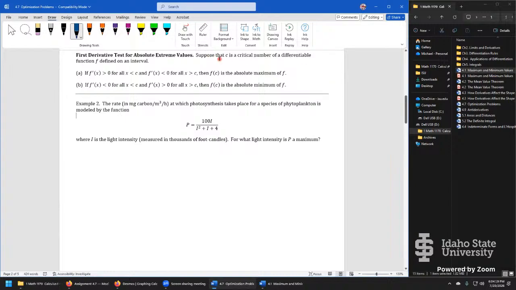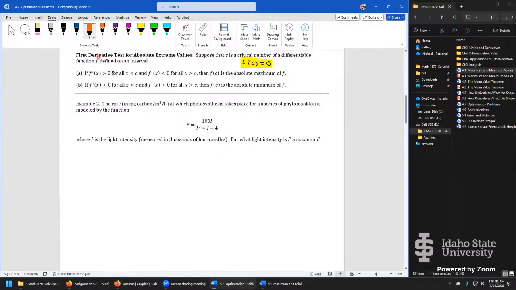It says, to start off, suppose c is a critical number of a differentiable function defined on an interval. What we're saying here is f prime at c equals 0, that same equation we saw in section 4.1. Now it says if f prime at x is positive for all x less than the critical number and negative for all x bigger than the critical number, then f of c is an absolute maximum of the function.